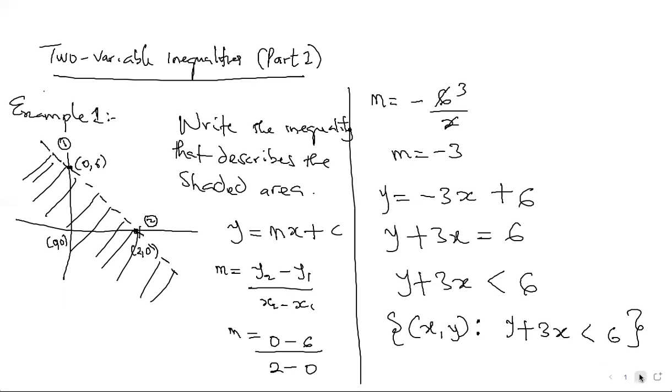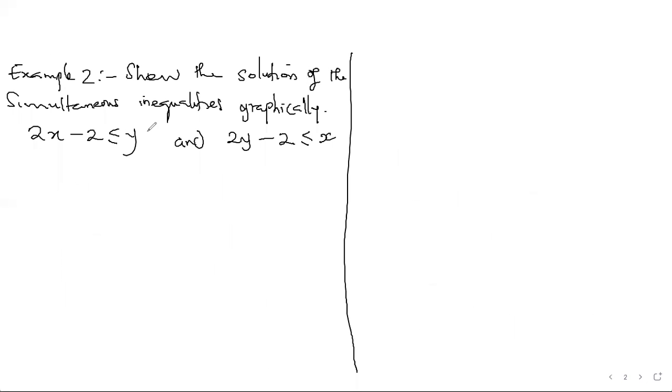Okay, so let's look at another example. Example 2, show the solution of the simultaneous inequalities graphically. So you want to show the result of the solution of this on a graph. To do this, we should be able to plot the lines on the Cartesian coordinates. Then we shade the appropriate region based on the inequality.